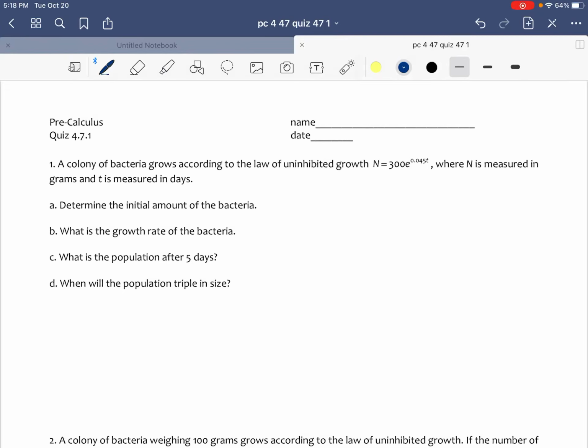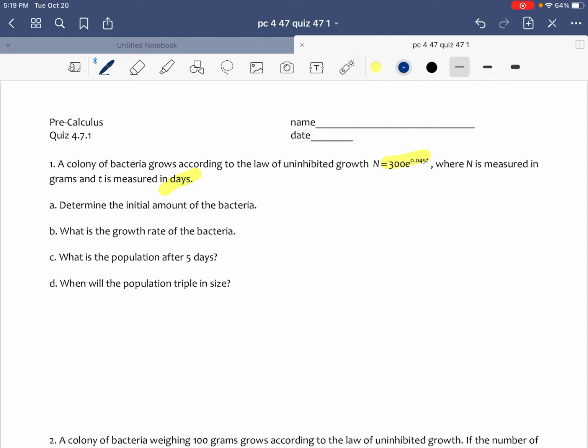Hey, let's make a key for this quiz. A colony of bacteria grows according to the law of uninhibited growth. N is equal to 300 e to the 0.45t. 300 is important. That's our initial amount. That 0.45 is going to be our growth rate, and because it's positive, it is growth. If it was negative, it would be decay. Where N is measured in grams and t is measured in days. So the days is important.